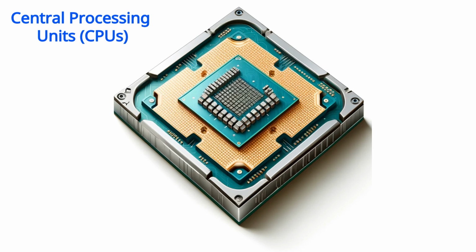Multi-core processors are great for multitasking as they allow multiple processes to run simultaneously. For instance, think of editing a video while browsing the web and running an antivirus scan. All these tasks are efficiently handled by a multi-core processor.